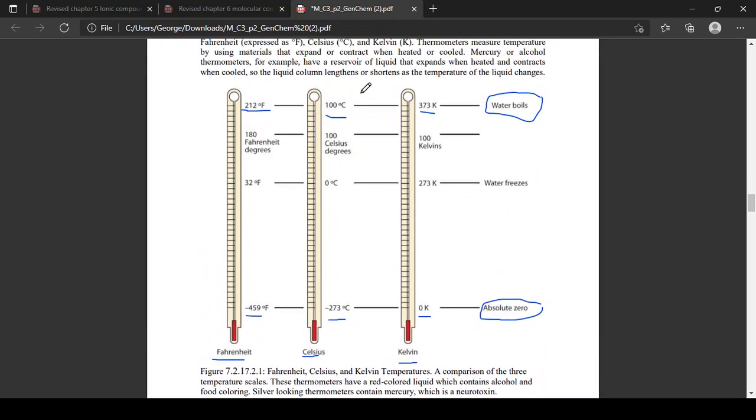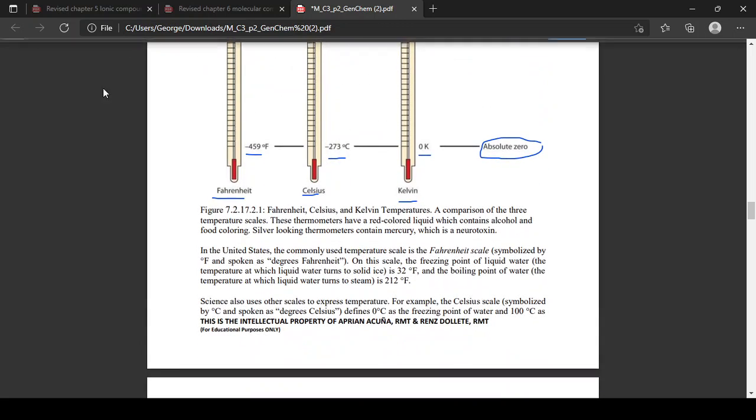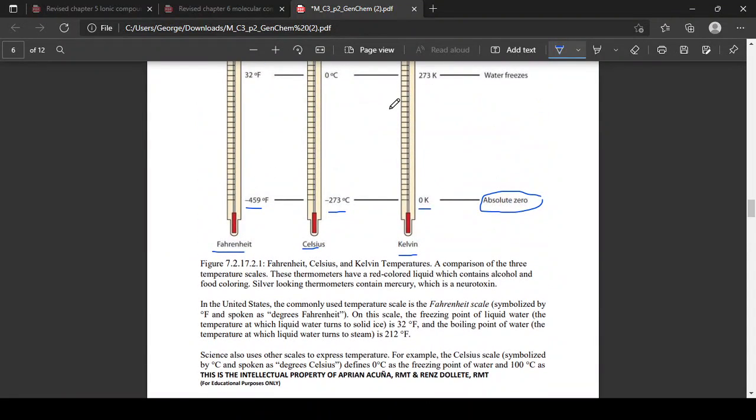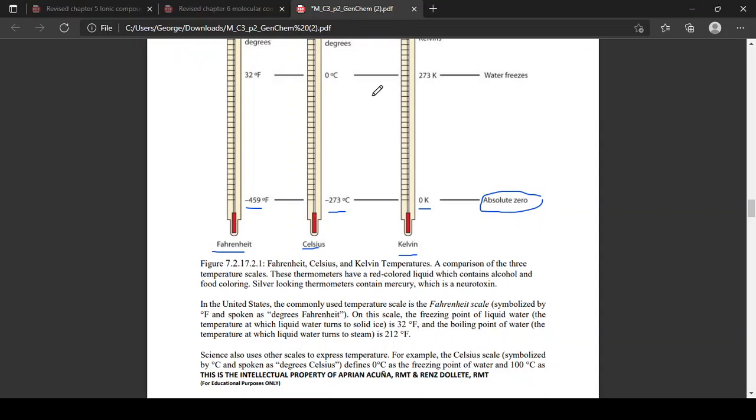But kids, all of these are just equal. 212 degrees Fahrenheit is equal to 100 degrees Celsius, and 373 Kelvin is also equal to 212 degrees Fahrenheit and 100 degrees Celsius. Equal lang sila. They are just used in different countries. Therefore, we have three different temperature scales. So, Fahrenheit, Celsius, and Kelvin temperatures, a comparison of the three temperature scales.